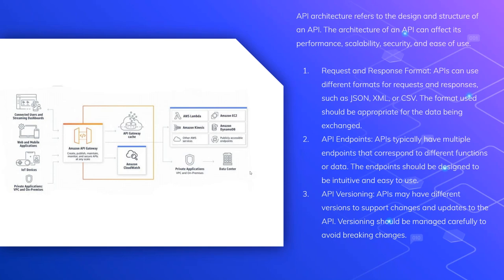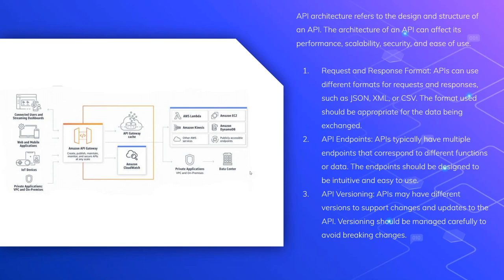Let's discuss what the request and response formats look like. APIs can use different formats, as I just told you, such as JSON, XML, or CSV. The most preferable format is JSON because of its simplicity, lightweight nature, and ease of parsing in various programming languages as well. So JSON is used vastly in APIs.